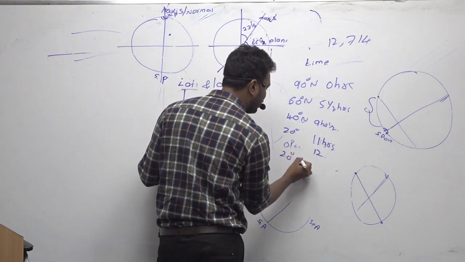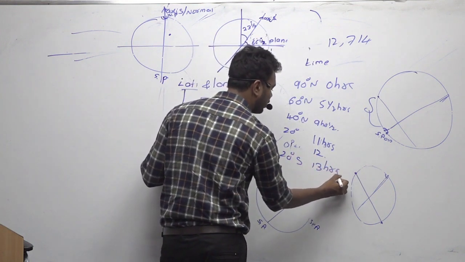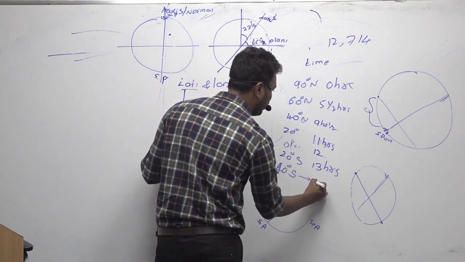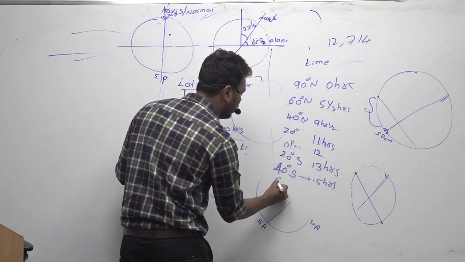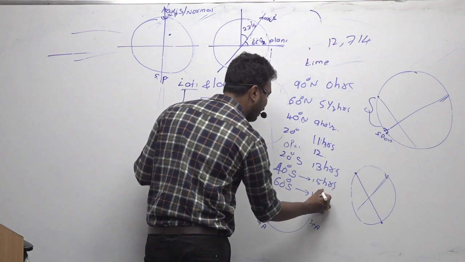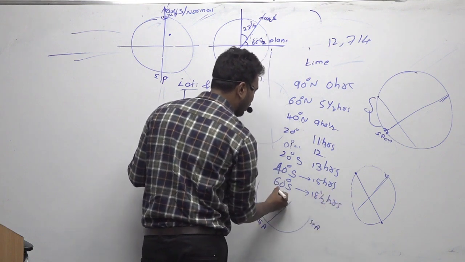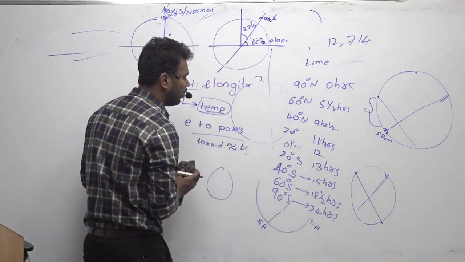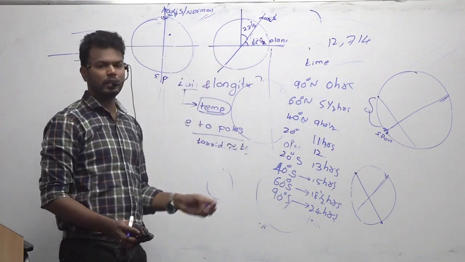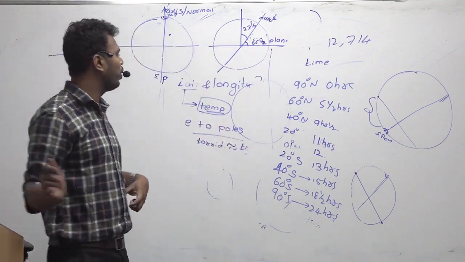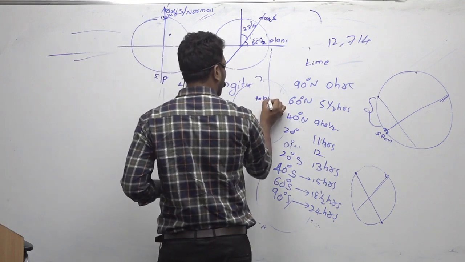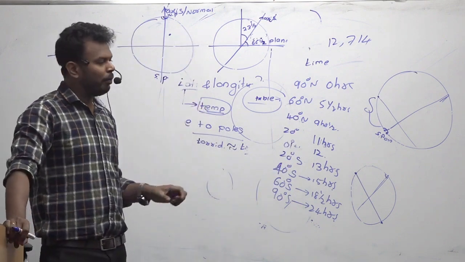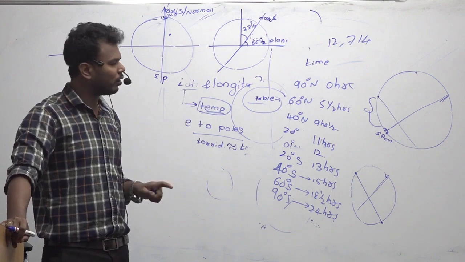Same here, 20 degrees south, 13 hours. 40 degrees south, 15 hours. 60 degrees south, 18.5 hours. 90 degrees south, 24 hours. Vertically or horizontally, write this one. Just keep a number over there, like table 1, and after this December solstice, just write refer table 1, so that it will be there in your mind for so long. Table 1.